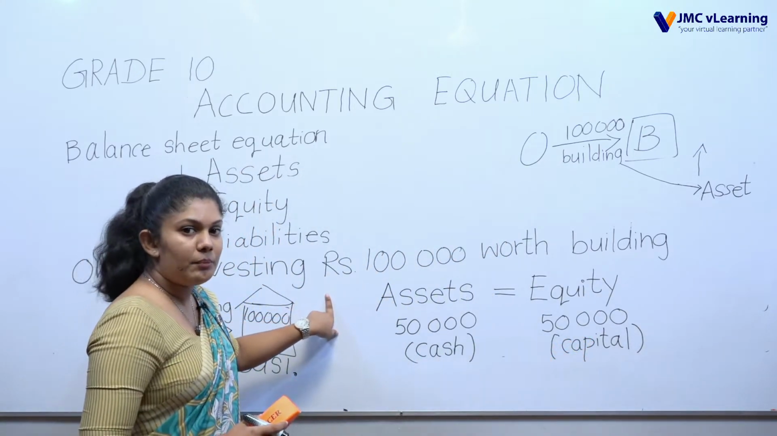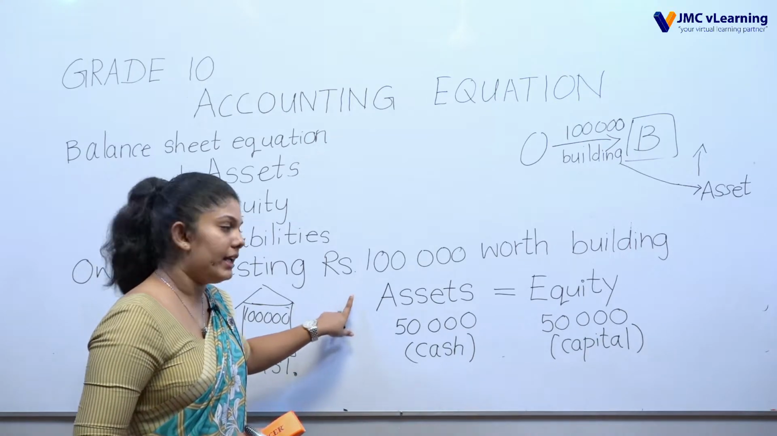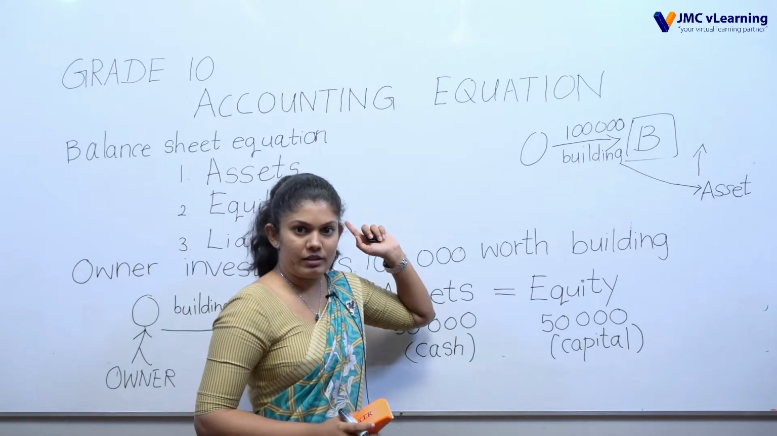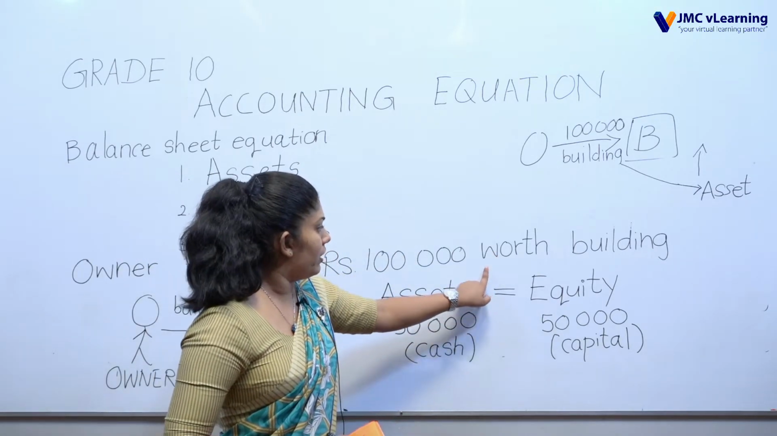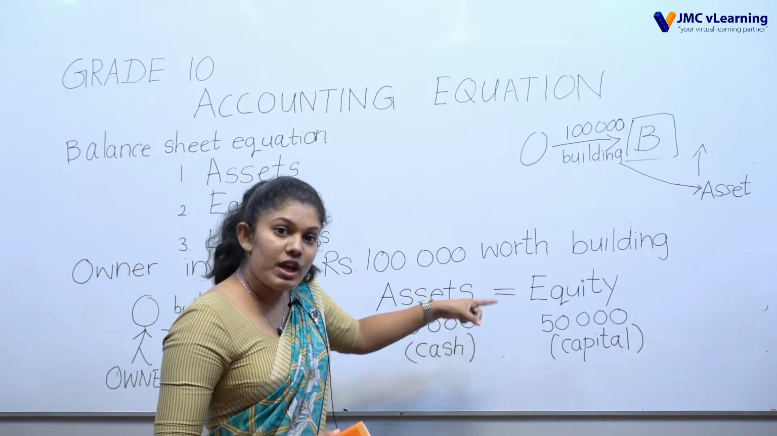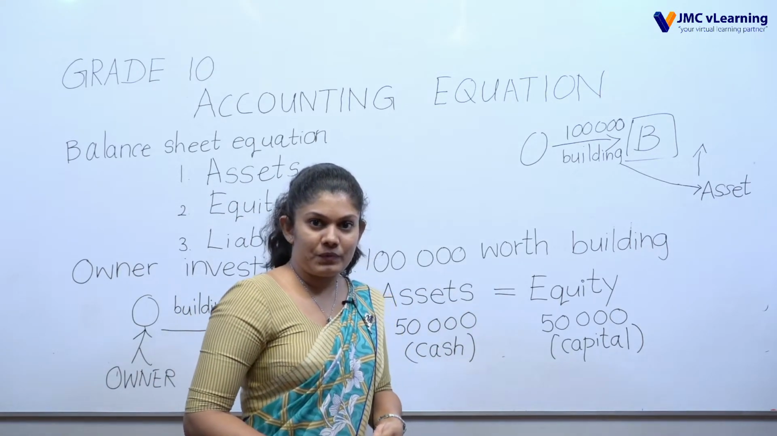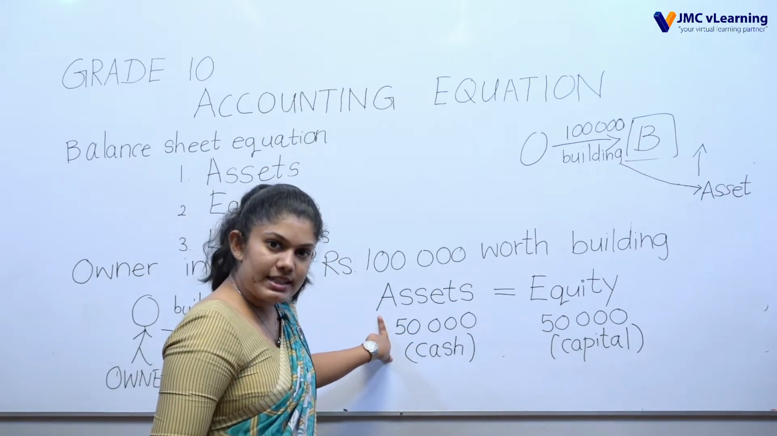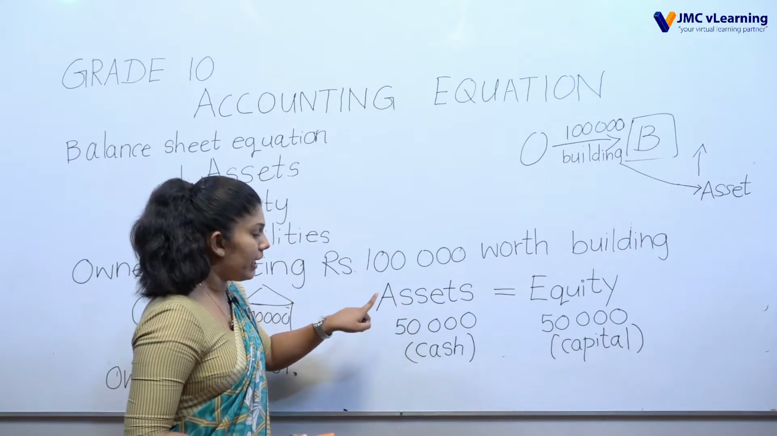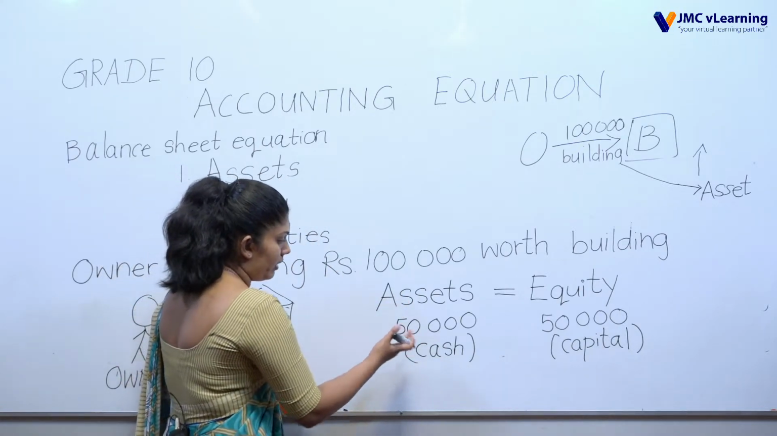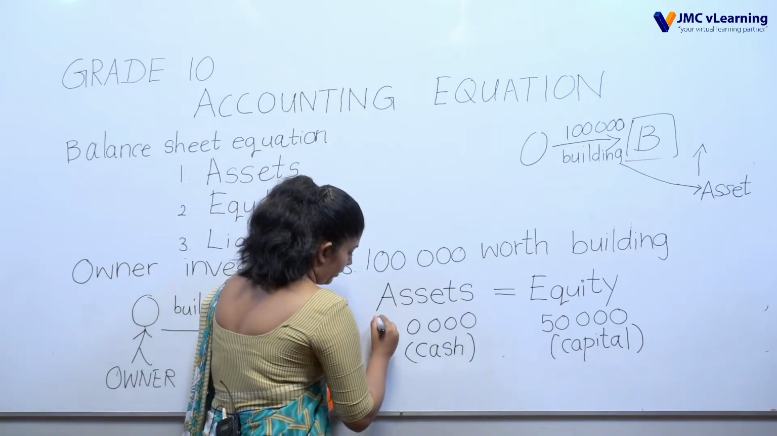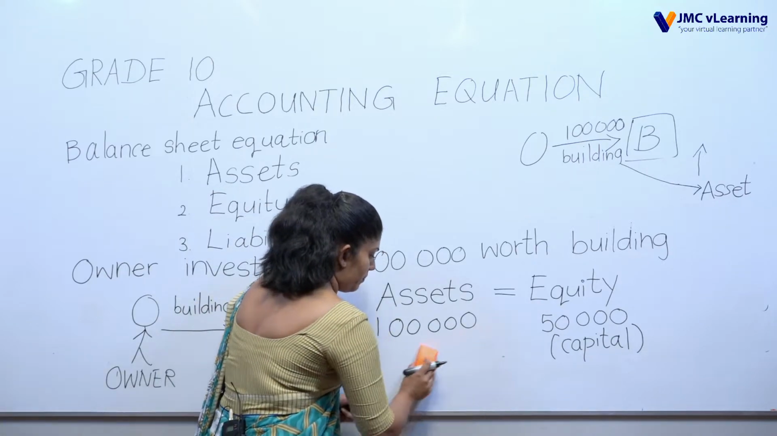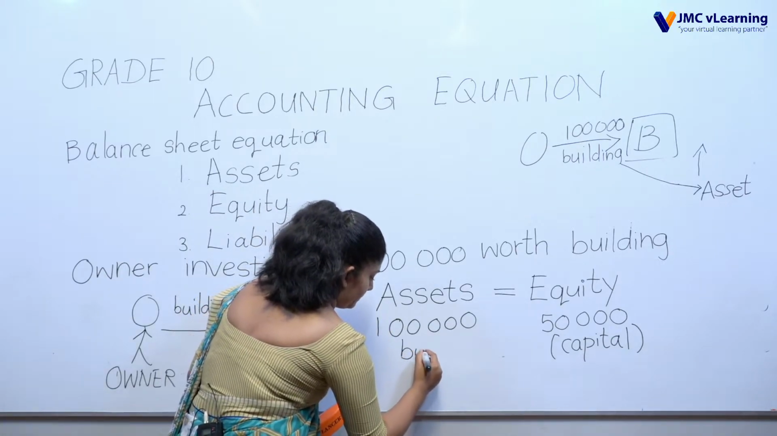Owner investing a building. The value of the building is 100,000. We didn't have any building at the beginning. So, when he introduced this to the business, we are getting a new asset that we didn't have before. Therefore, just like our previous example, assets are increasing to 100,000. The type of the asset is not cash but building.